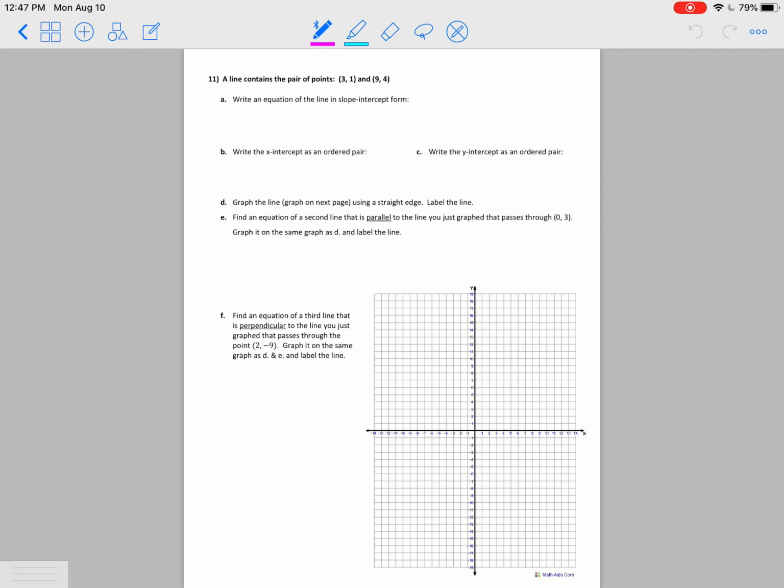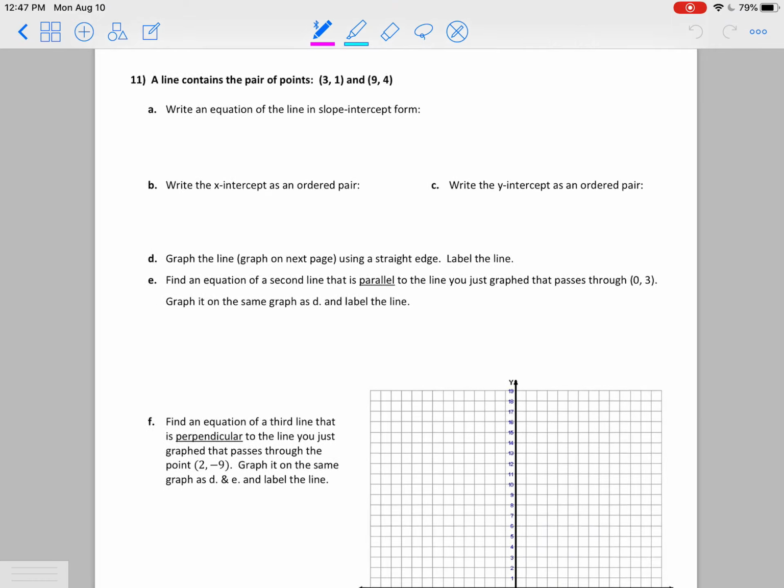Okay, this problem is very important. You will actually see this type of problem on your exam, your final and your benchmark. So this is an important problem for you to take a close look at and to practice. All right.